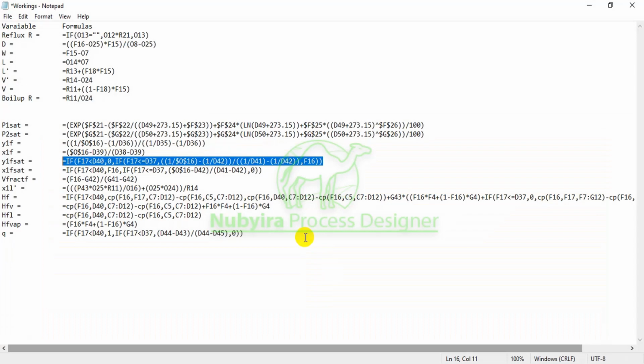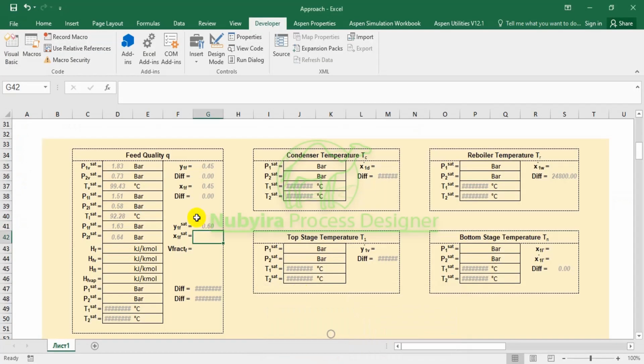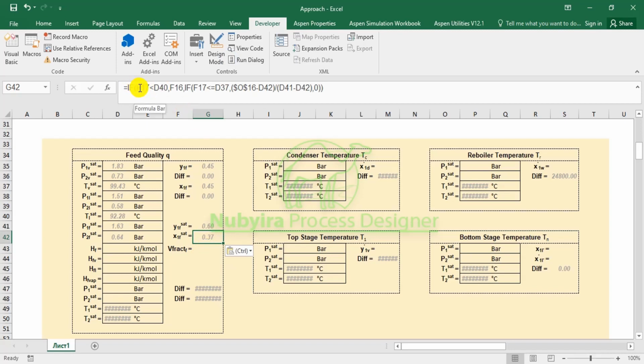So for the dew point, that's the same thing. So we have the dew point lower. If the temperature is lower than the bubbling point, it's going to use the mole fraction of the feed. And if the temperature is higher than the bubbling point but lower than the dew point, it's going to use the normal mole fraction for the liquid phase. Then if it is higher, it's going to be 0. That is, there is no liquid phase.